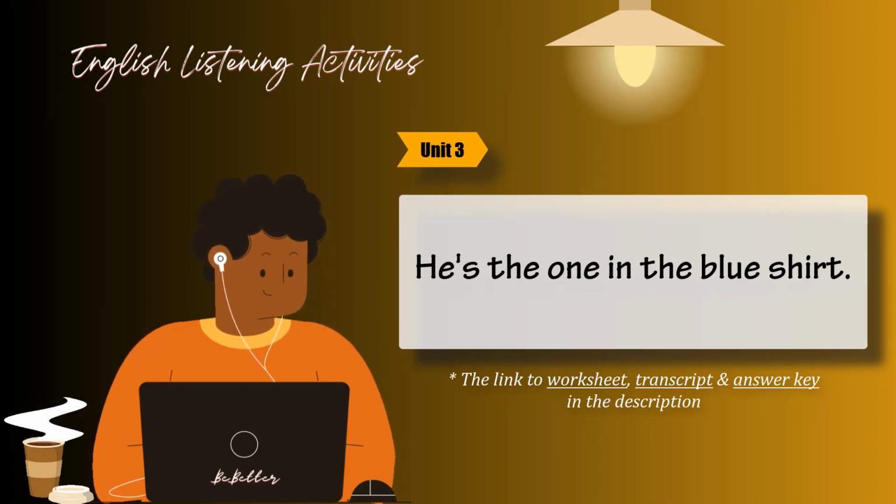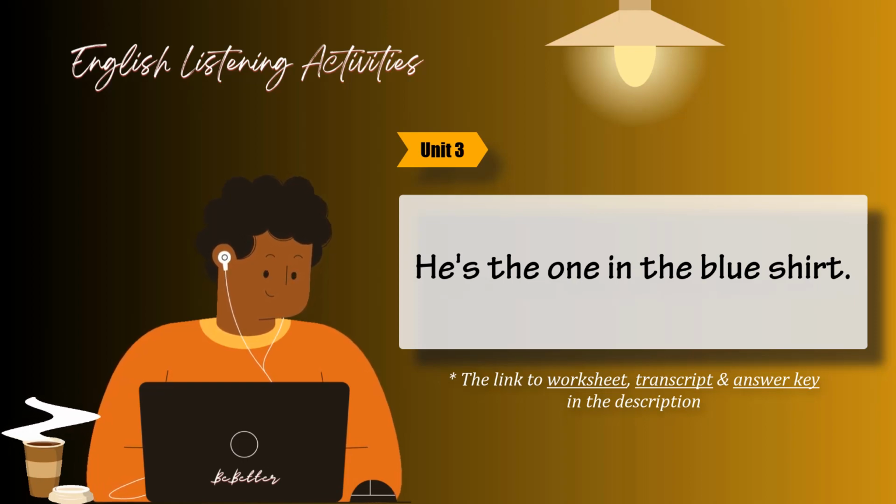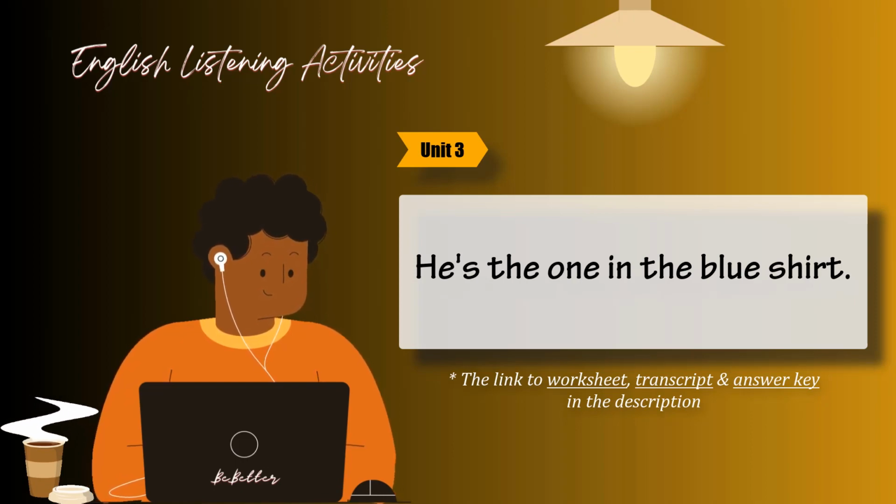Listen. Who are the people describing? Number the pictures 1 through 5. What is the relationship of each person to the speaker? Listen again and circle the correct answers.